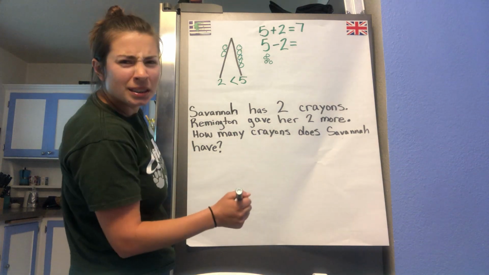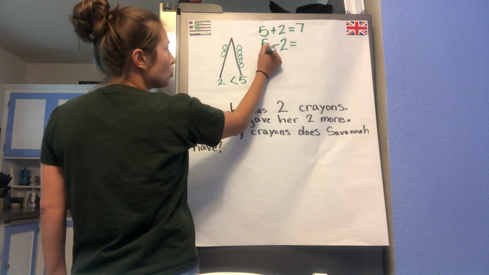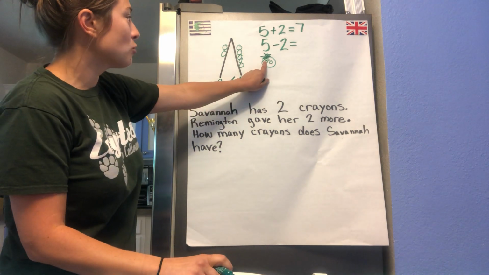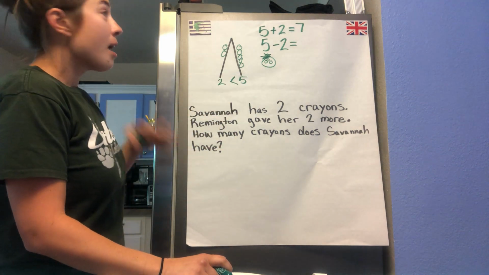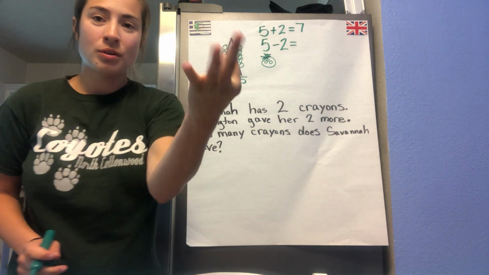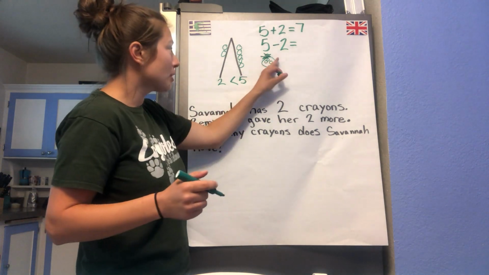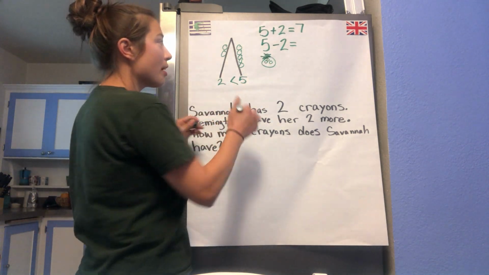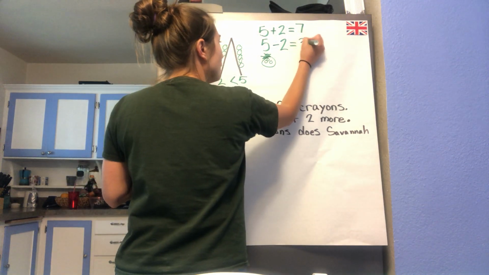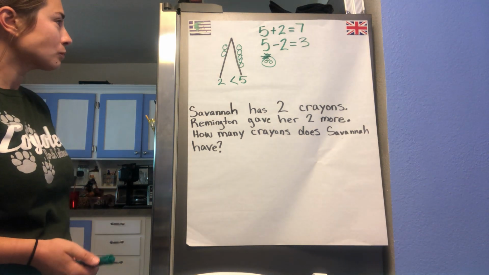I kind of wrote those really small. Sorry about that. Okay, I'm crossing out 2 circles. 1, 2. And the circles that I have left, 1, 2, 3. I have 3 circles left. So if I have 5, and I take away 2, I have 3 left. I use my fingers and the picture, and here I have 5, 4, 3. Even if I count backwards, it is all the same as 3.